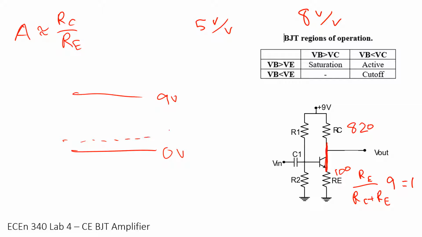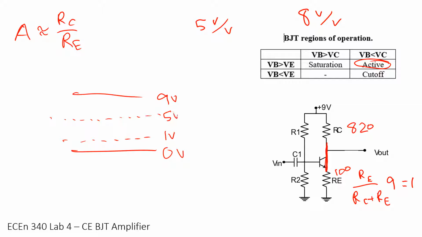So the highest my output could ever be is 9 volts. The lowest my output could ever be is about 1 volt. And remember, if you have a gain of 5, your values will be a little bit different for here, which will give you a little bit different lower rail. So while I'm biasing my transistor, my amplifier, there are 2 things I want to remember. I want to be in active mode, and I want to think about my headroom.